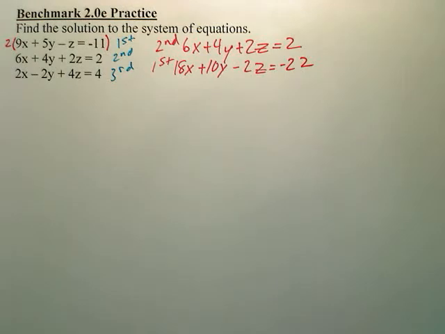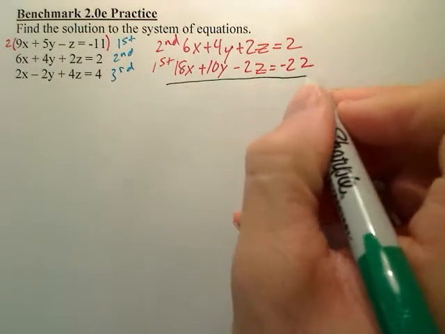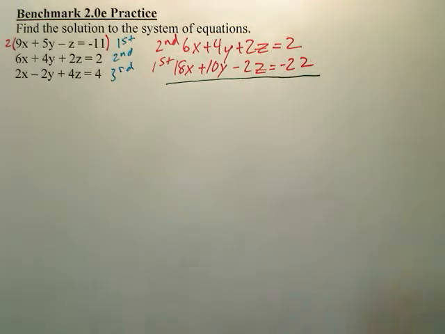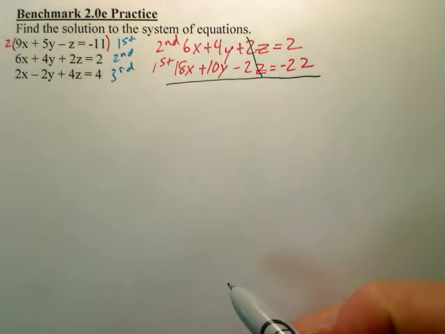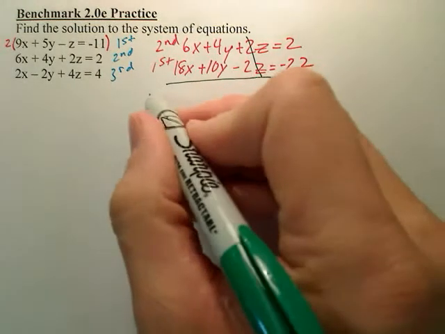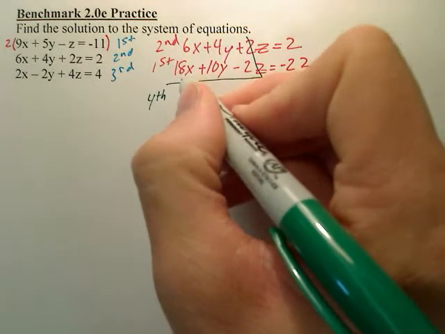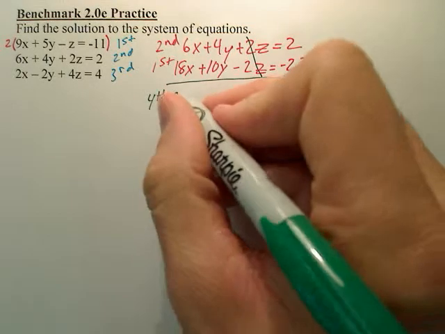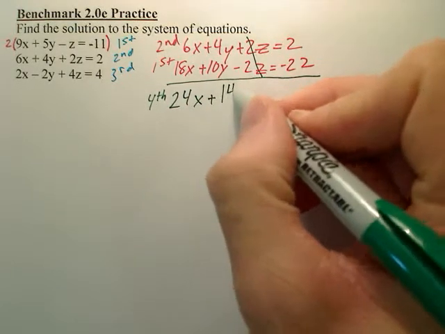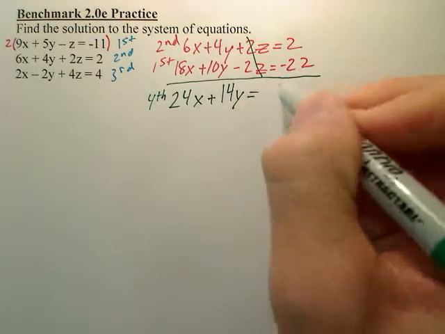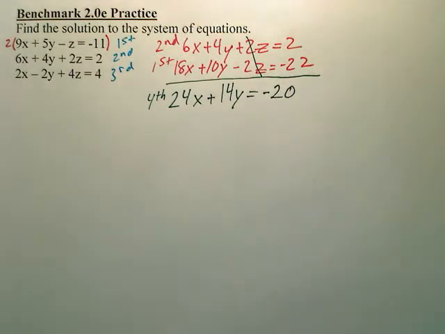Now you might have done a different route. That could be a problem when you try to watch somebody, because they might have done it a different way, because there's multiple ways to solve this. This is the one I chose. So those are gone. So my fourth equation, or my next equation I create, when I combine these, add straight down, you get 24x. When you add straight down, you get 14y. When you add straight down, you get negative 20. That is my fourth equation.